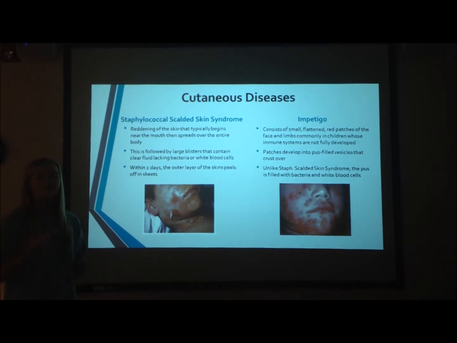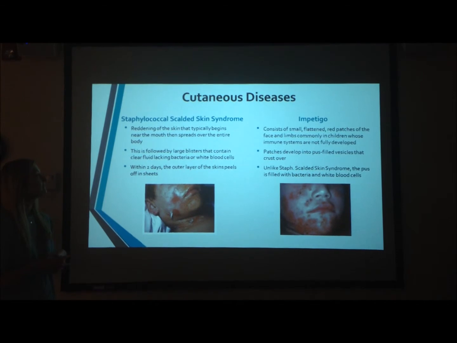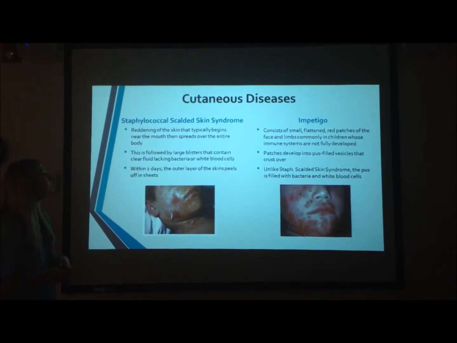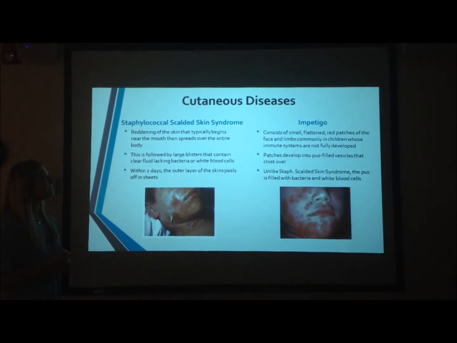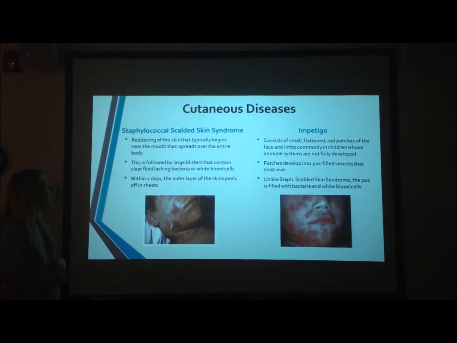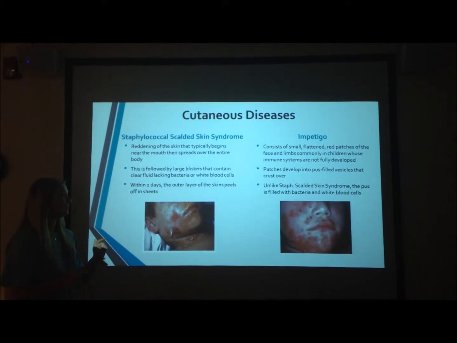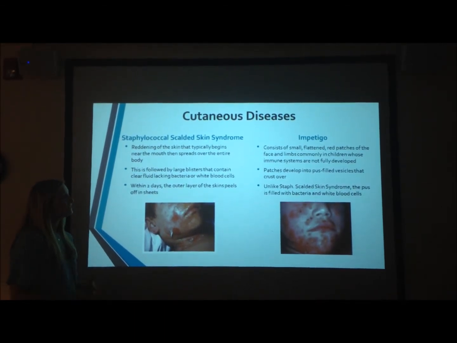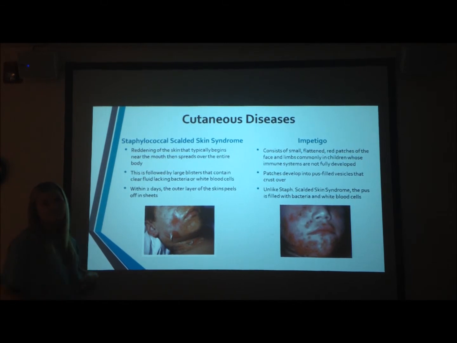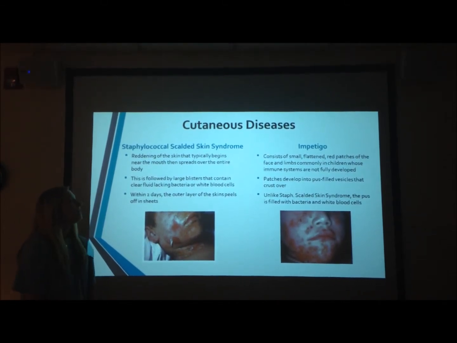Staphylococcus is also capable of causing cutaneous diseases, 2 of which are going to be the staphylococcal scalded skin syndrome. This consists of reddening of the skin that typically begins near the mouth and then spreads to your entire body. It's followed by large blisters that contain clear fluid that lack bacteria and white blood cells. Then within 2 days, that outer layer of the skin peels off in sheets, and you can kind of see what it looks like. It's not pleasant.